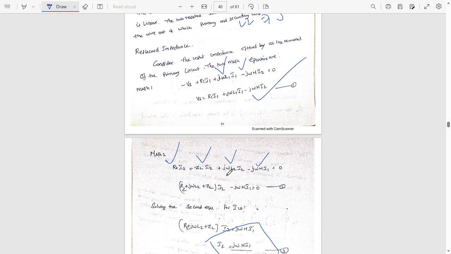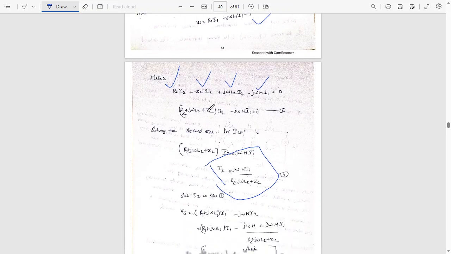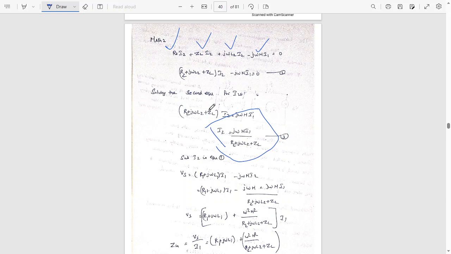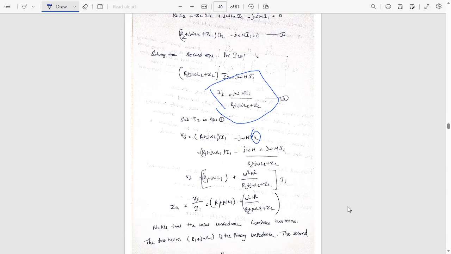So I'll be getting the equation for Vs with respect to I1. I'm just substituting I2 equal to j omega M I1 by R2 plus j omega L2 plus ZL. This I2 is substituted. If I substitute and perform the calculation, I will be getting the equation like this: Vs is equal to R1 plus j omega L1 plus omega square M square by R2 plus j omega L2 plus ZL, times I1. It is just a mathematical calculation. Please do it on your own.